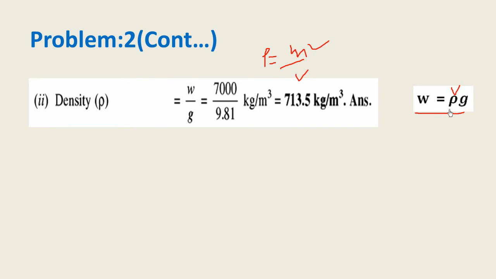So we will substitute W by G, that is, specific weight by g here. The specific weight is given as 7000 and g is given as 9.81. By substituting, we will get a density value of 713.5 kg per meter cube. So this is how we will calculate the density value.